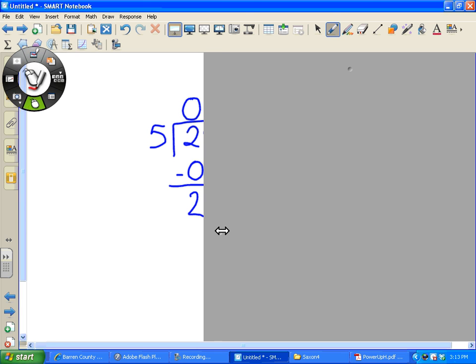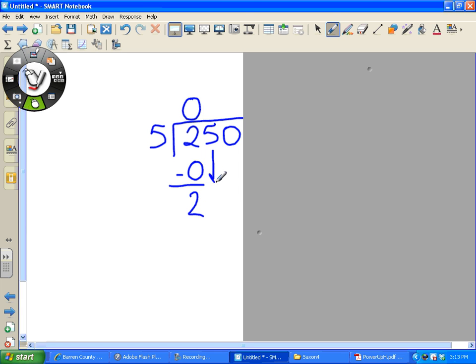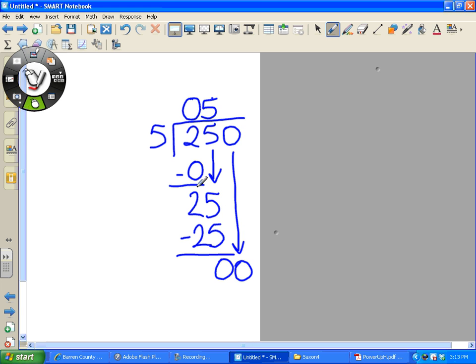Subtract. Bring down. And you only bring down one number at a time. Okay, so now we're looking at 25. How many groups of 5 can I get out of 25? 5, because 5 times 5 is 25. Subtract. Bring down. And we have to do this. We have to say how many groups of 5 can I get out of 0? 0 groups, because 0 times 5 is 0.